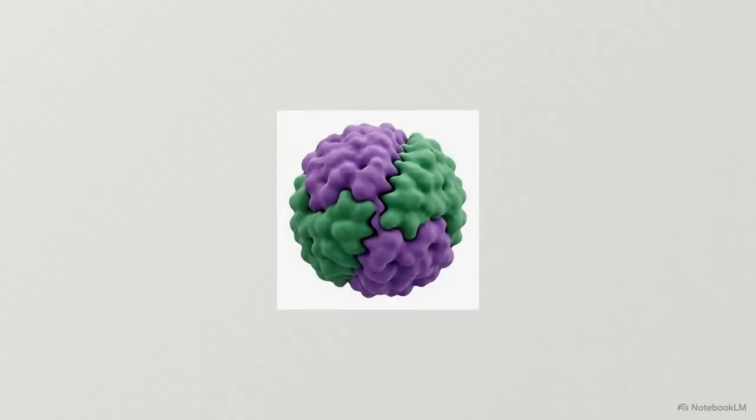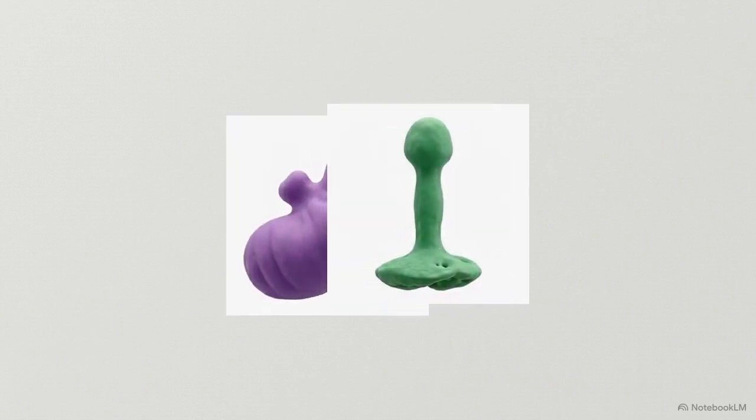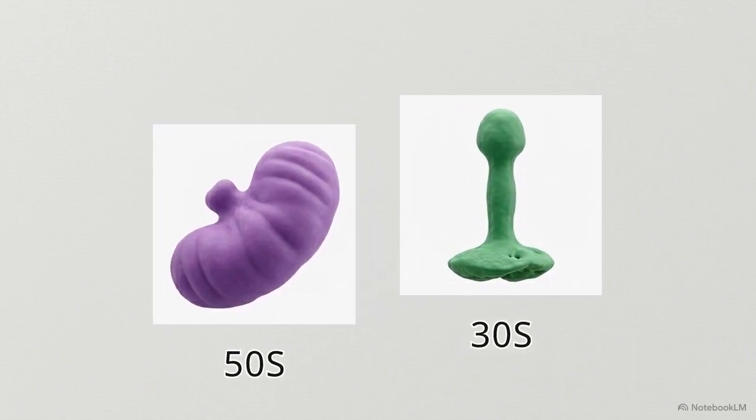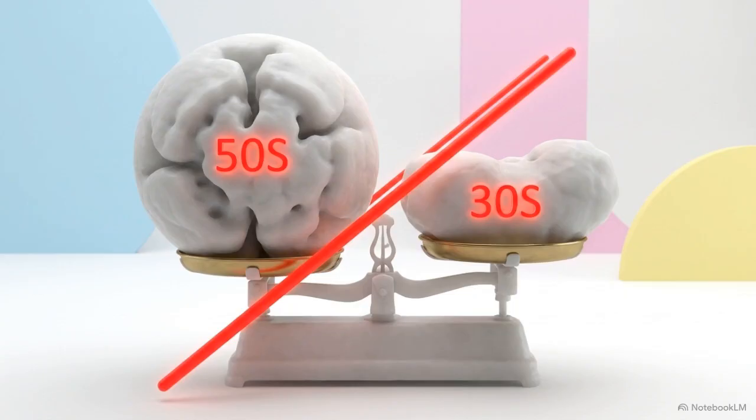Take a look at this model of a prokaryotic ribosome. It pulls apart into two distinct pieces, a large subunit labeled 50S and a small subunit labeled 30S. That S stands for Svedberg unit. It's highly tempting to treat this as a measure of mass or weight, but if you put these subunits on a tiny scale, they wouldn't weigh 50 and 30.